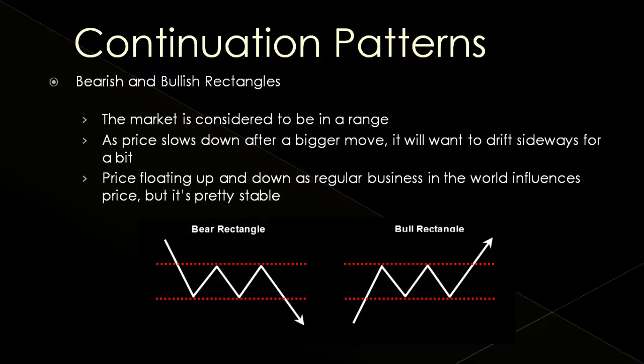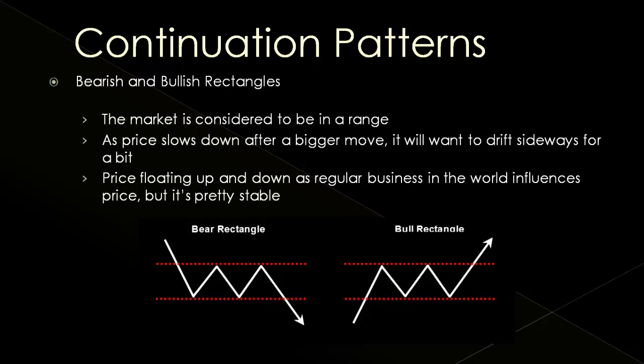Next, we can take a look at bearish and bullish rectangles. These occur when the market is considered to be in a range. As price slows down after a bigger move, it will want to drift sideways for a bit. These rectangles are basically price moving up and down as regular business in the world influences the price, but it's pretty stable. As you can see, on the left-hand side, we have a bearish rectangle.